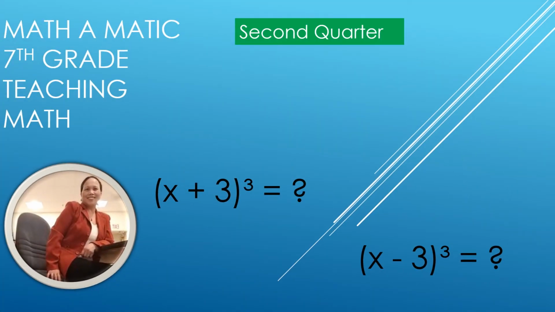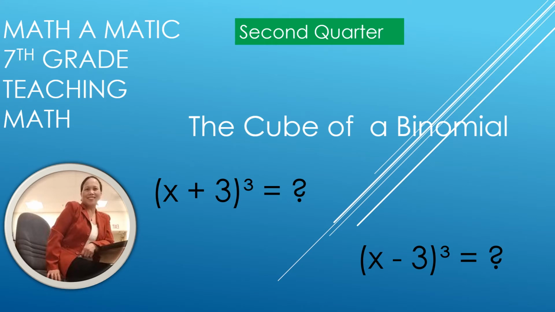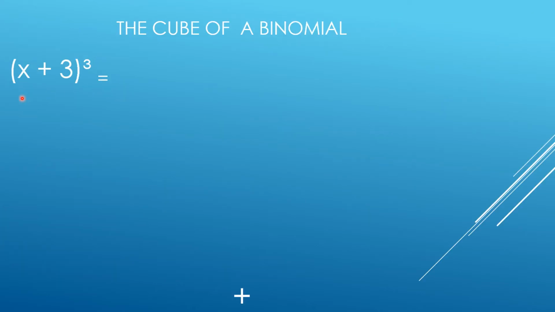In this video, you're going to learn how to get the cube of a binomial. So now I have here the cube of a binomial. This is the quantity x plus 3, cubed. What does this exponent tell us? It means that we're going to multiply this base 3 times. So we have x plus 3 times x plus 3 times x plus 3.